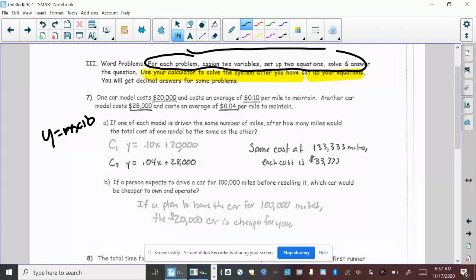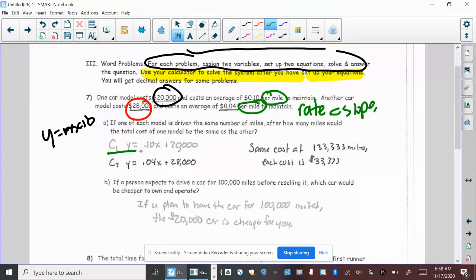As we mentioned, a clear starting amount. In this case, 20,000 for one, 28,000 for the other, and then a cost per mile. We use that word per. There's your rate. So those are rates, anything per mile, per day, per hour, per person, something like that. That is going to be your slope. Okay, so the cost of Model 1 is 0.10x plus 20,000. Model 2, 0.04x plus 28,000.